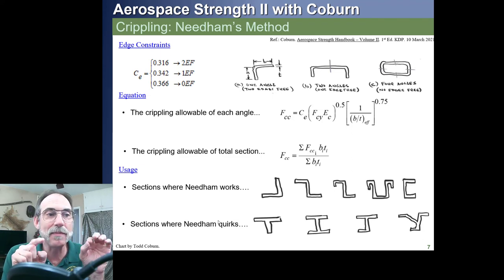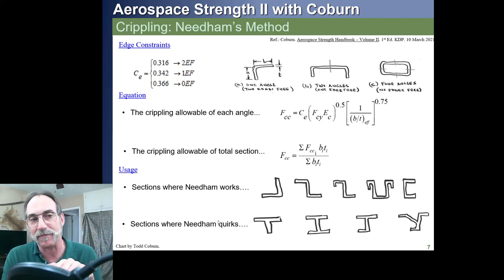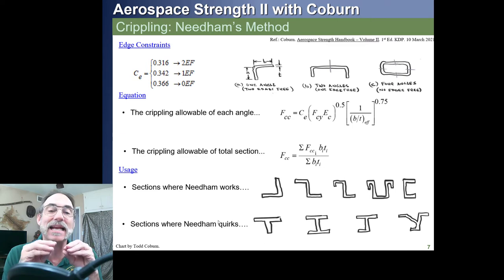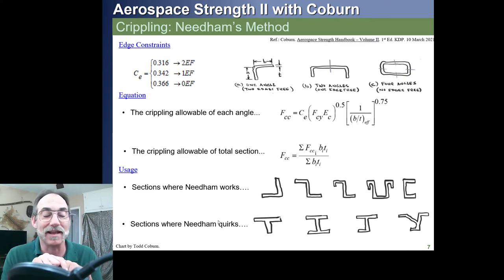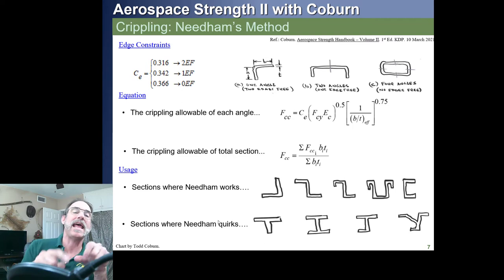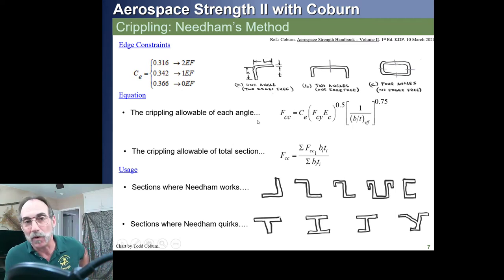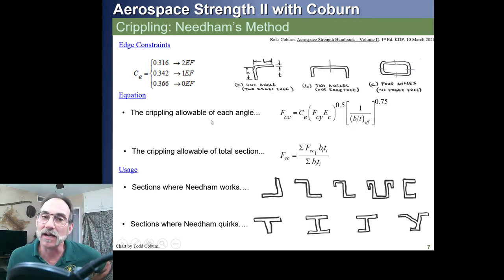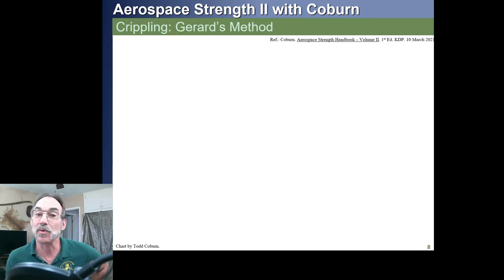So Needham's method will work for this first set of pieces. Anything that can be cut into angles, but it will not work for anything that you can't cut into angles. Therefore, we need another method. So while Needham's method is relatively simple, it is limited in what it will apply to. Okay? So that summarizes Needham's method. Let's take a look at Girard's method.